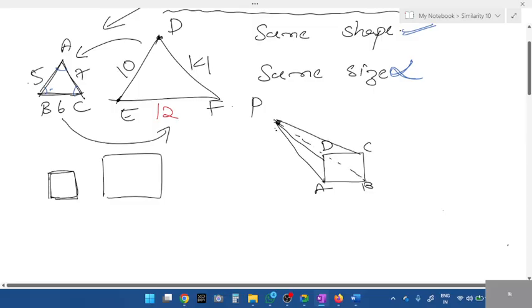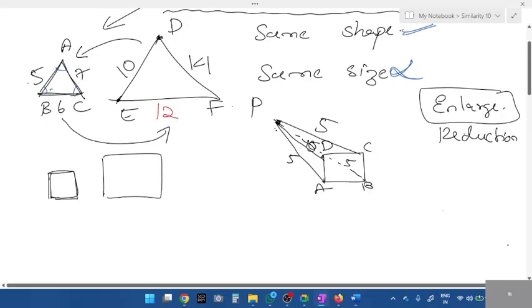These four figures. Imagine P to C, it is 5 centimeters. P to D, 10. Okay, I'll take everything as 5 centimeters. If I want to enlarge this, there are three words you have to remember: enlargement, enlarge, reduction.